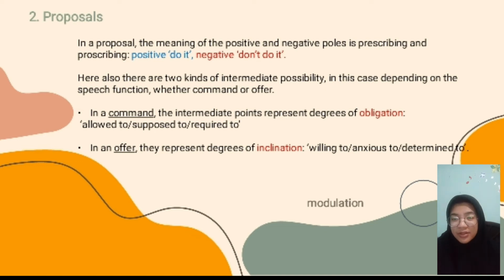From the slide, we can see the modulation. Actually, the modulation is the degrees of obligation and inclination.